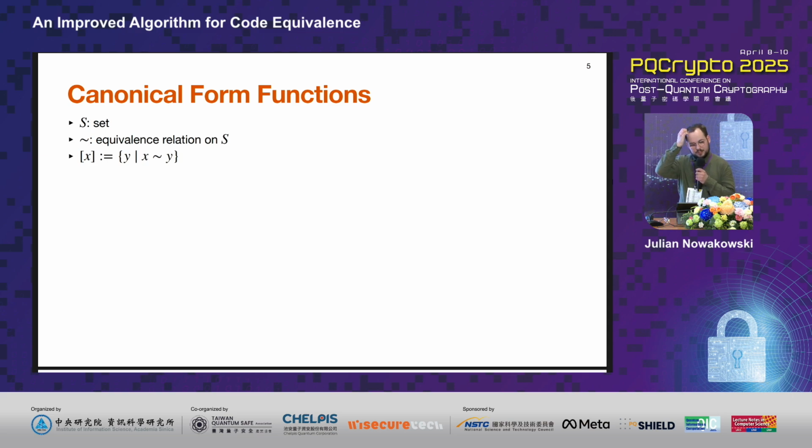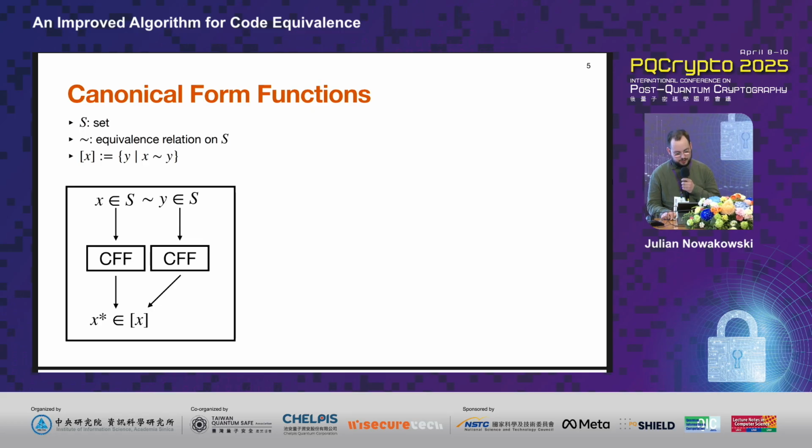So the very general setting is with canonical form functions. And to explain what that is, let's introduce some notation. So we're going to have a set S and an equivalence relation defined on that set, which we're going to denote by tilde. And to denote the equivalence class of some element x, we're going to put x in brackets.